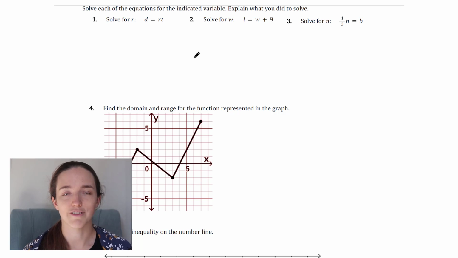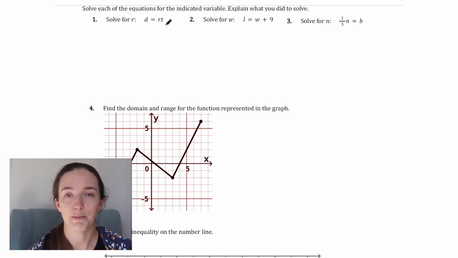That basically means that our final equation has to have r completely by itself, all alone on one side of the equation. I can see that the r and the t are being multiplied, so I need to do the opposite of multiplying, which is dividing. And I want to get rid of the t, so I'm going to divide by t. The reason I do that is t divided by t goes away, and I'll be left with just r on the right side of the equation.